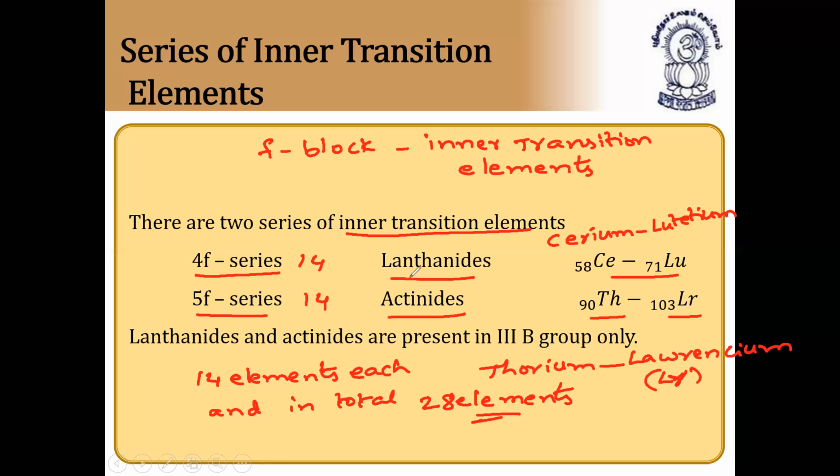So these are called lanthanides and actinides. It starts with lanthanum, but still lanthanum is a d block element. It starts with actinium, but still actinium is a d block element. Since they have properties related to lanthanides and actinides, these series are called lanthanides and actinides. Even though lanthanum and actinium belong to the d block, they are placed here because they have similar properties to the 4f series and 5f series. So inner transition elements run from cerium to lutetium and thorium to lawrencium. These are the elements of the 4f series and 5f series.